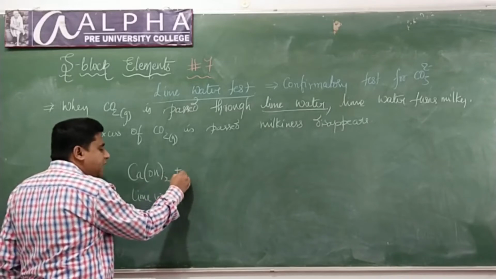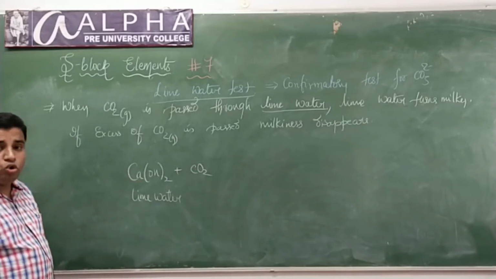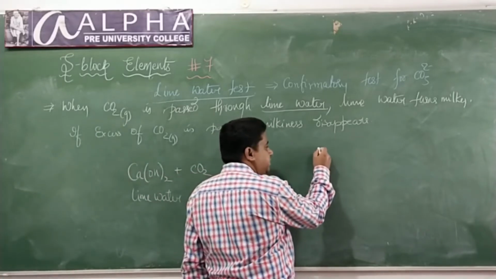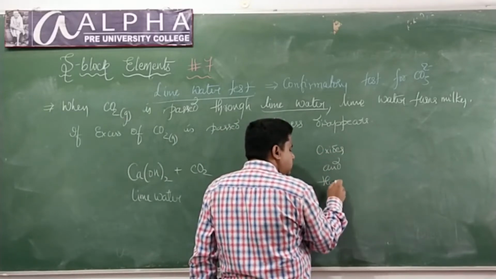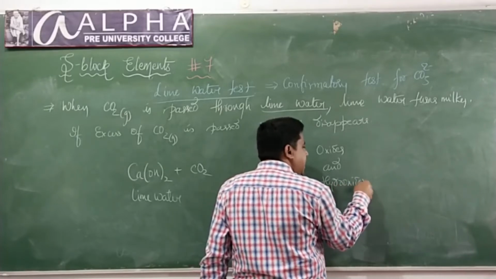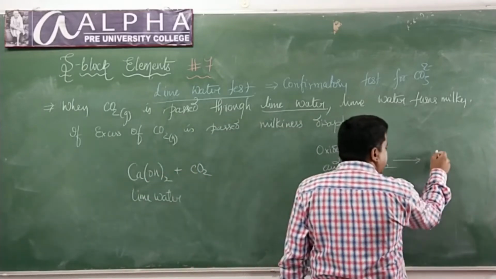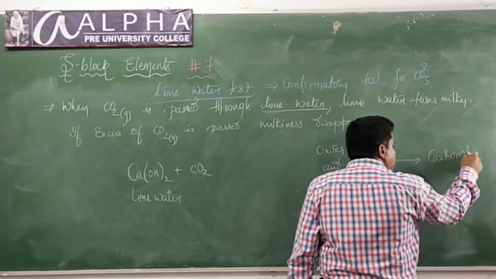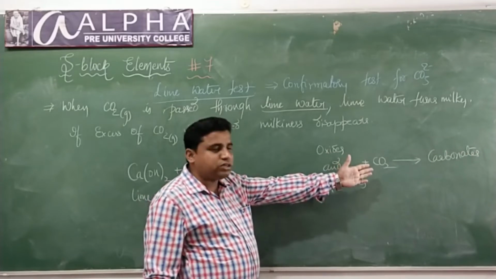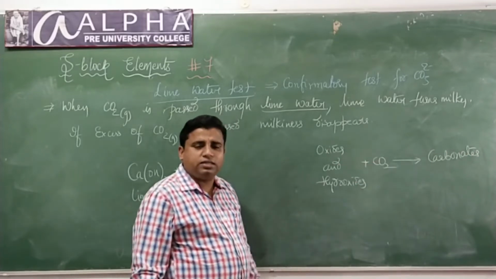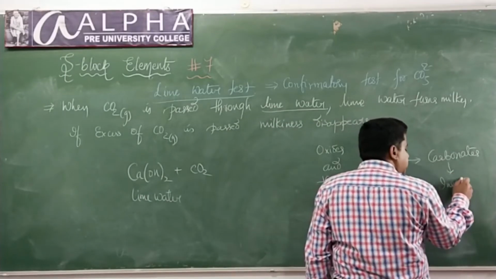Now, when I pass carbon dioxide gas through lime water, see, I have told you, when oxides and hydroxides of alkali metals and alkaline earth metals react with carbon dioxide, they form carbonates, isn't it? Have we not discussed this in our previous video? When oxides and hydroxides of alkali metals react with carbon dioxide, they form what? Carbonates. Carbonates are highly stable and they are insoluble in water.